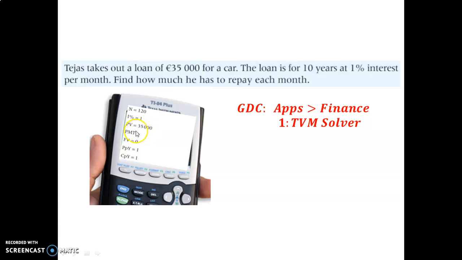1% interest, present value, you need the future value to be 0. You want to pay it off. Okay, enter that exactly like that. Go to payment, hit alpha, solve, and check your work. Those are the payments you have to make every month for 10 years to pay off this car loan.